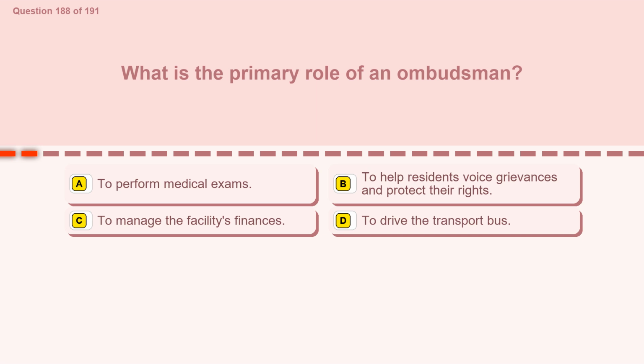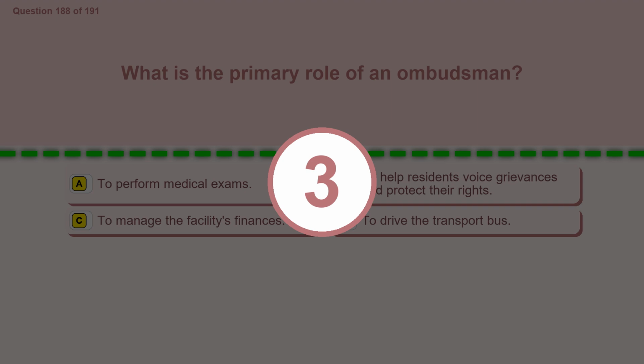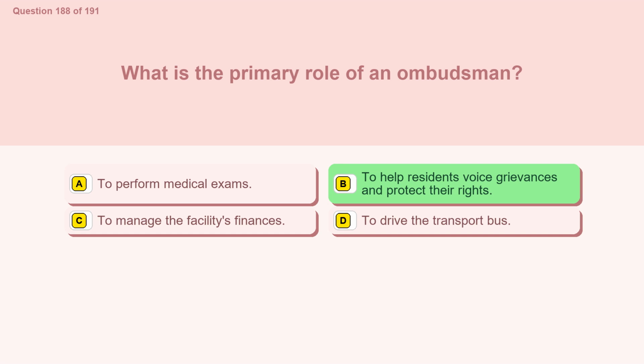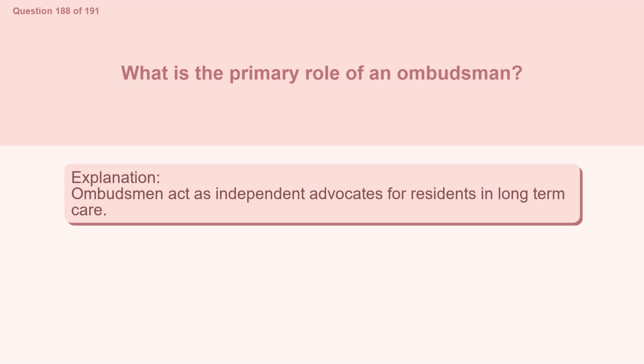Question 188. What is the primary role of an ombudsman? Option A, to perform medical exams. Option B, to help residents voice grievances and protect their rights. Option C, to manage the facility's finances. Option D, to drive the transport bus. The correct answer is option B, to help residents voice grievances and protect their rights. Ombudsmen act as independent advocates for residents in long-term care.